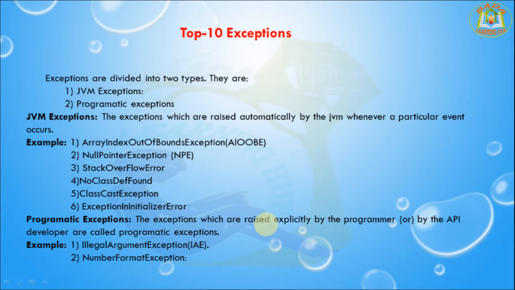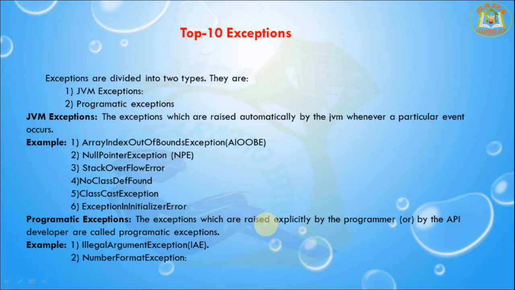Next, I'm going to discuss IllegalStateException. It is the child class of RuntimeException and hence it is unchecked, raised explicitly by the programmer or by the API developer to indicate that a method has been invoked at an inappropriate time. For example, once a session expires, we can't call any method on that session object. Otherwise, we will get the IllegalStateException.